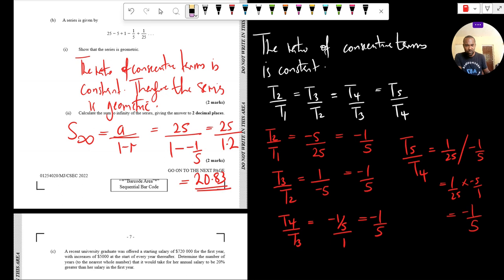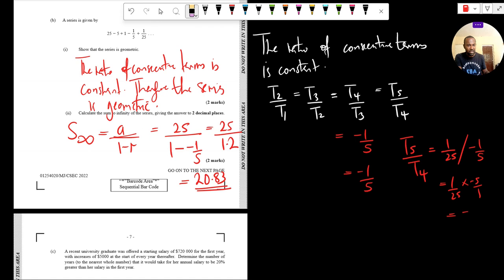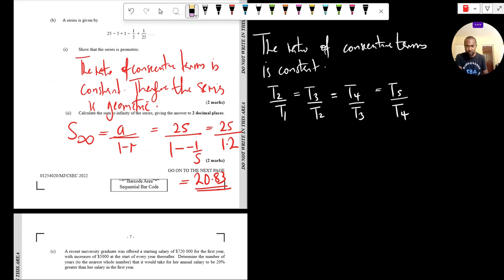Now, what exactly is the sum to infinity? The sum to infinity is actually the value to which the series converges when the number of terms gets very, very, very large. In other words, as the number of terms approaches infinity, the sum of these terms will actually approach 20.83. That is the significance of the sum to infinity, right? So the sum to infinity, corrected to two decimal places, is 20.83.